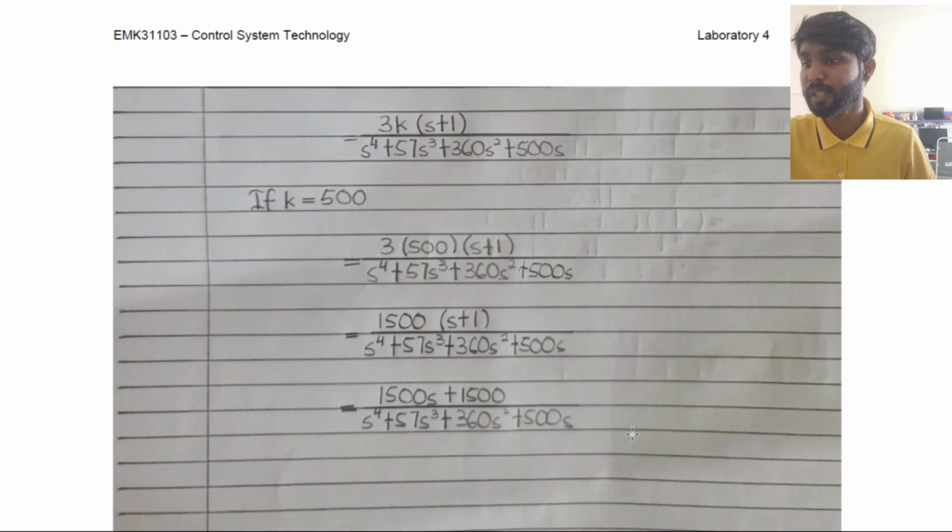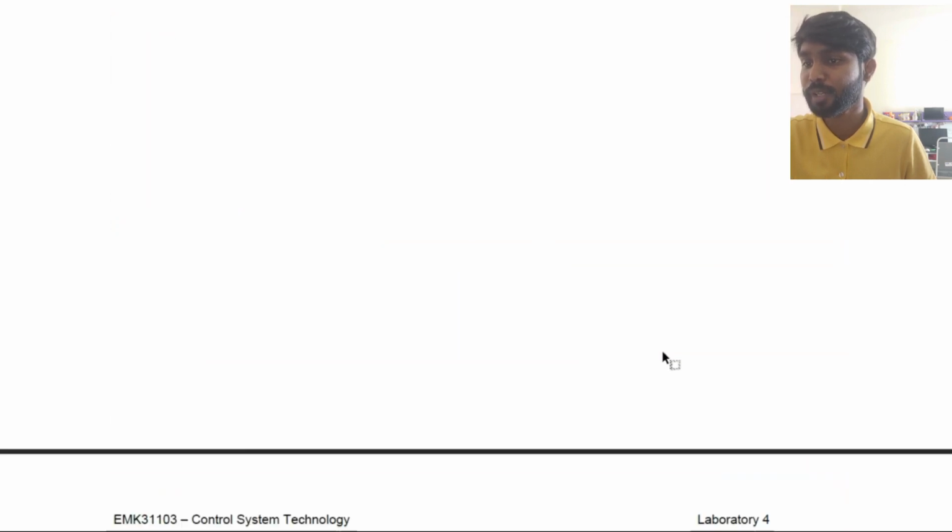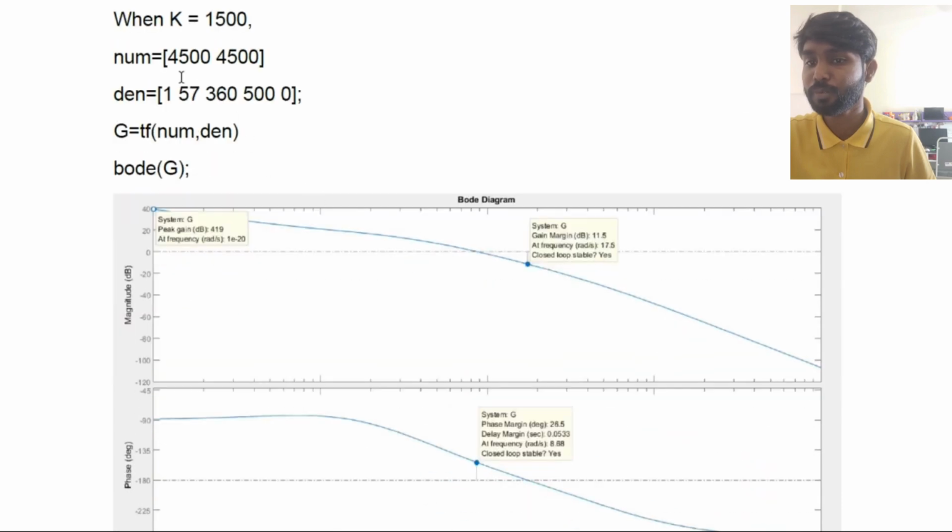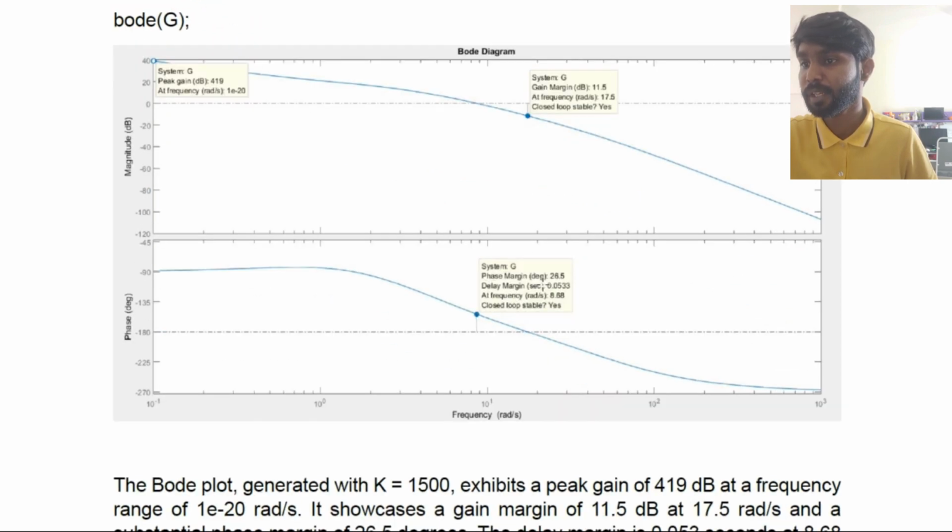So these are the calculations. When K equals 1500, the numerator value changes to 4500 and 4500. The denominator remains the same. The peak gain is 419 at a frequency of 1e to the negative 20. The gain margin is 11.5 at a frequency of 17.5 radian per second. Is the closed loop stable? Yes. The phase margin is 26.5. The delay margin is 0.05233, and the frequency is 8.68 radian per second. Is the closed loop stable? Yes.